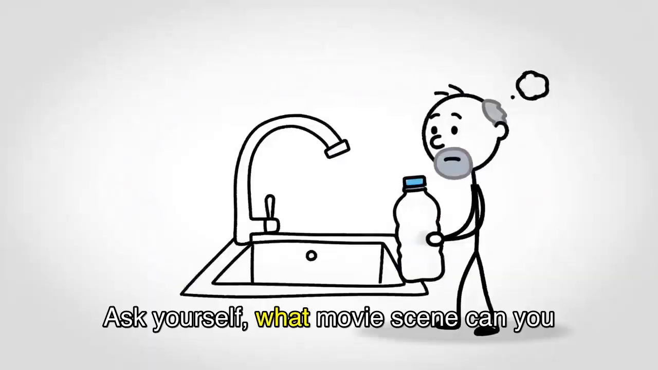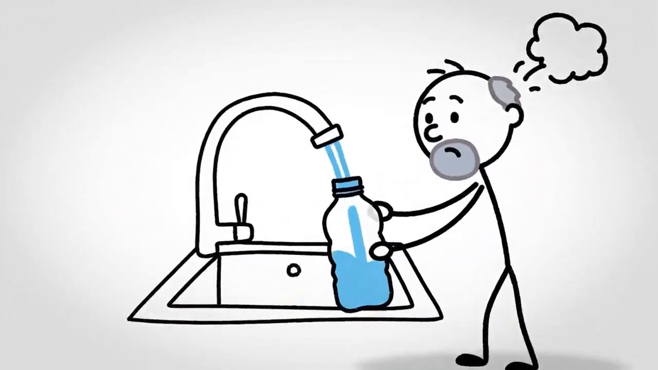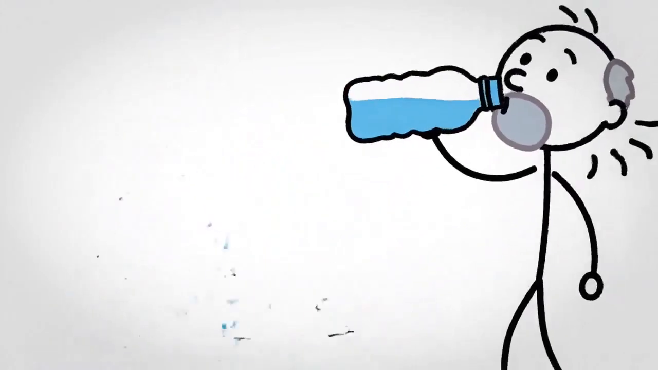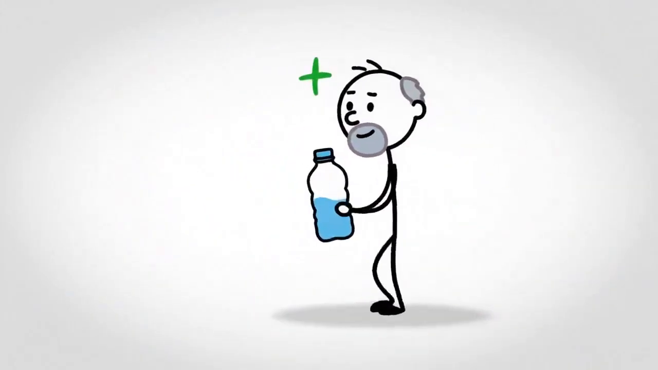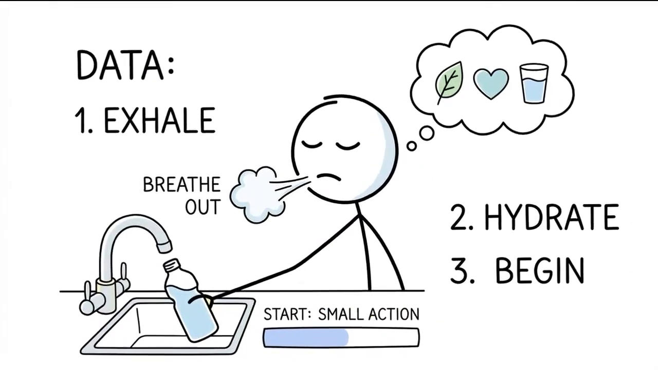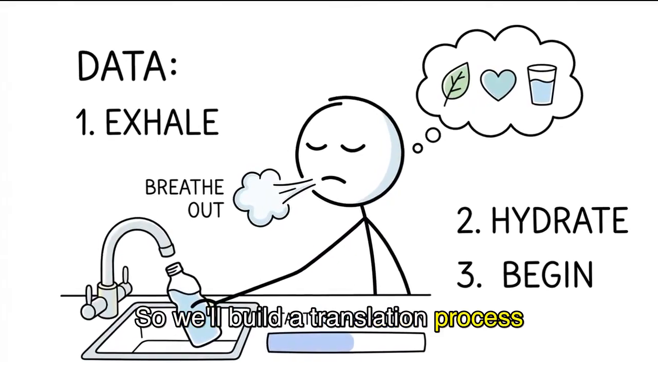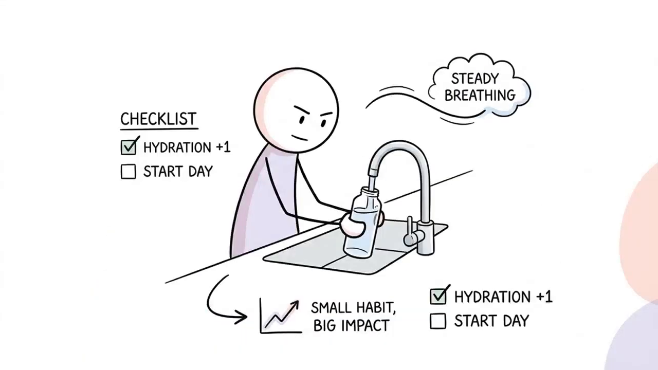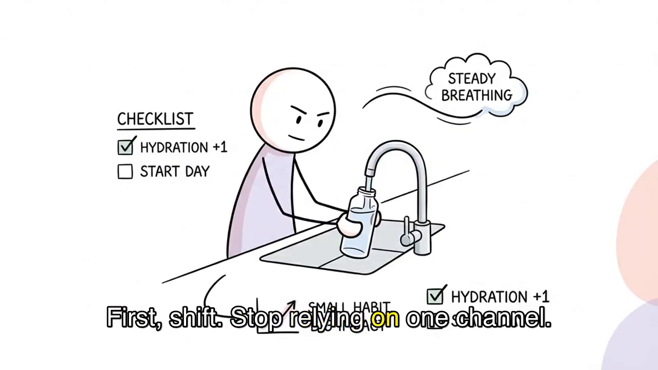Ask yourself, what movie scene can you recall instantly? And which book have you already forgotten? That gap is the clue. Memory is not a storage problem. It's a translation problem. So we'll build a translation process your brain accepts. First shift: stop relying on one channel.